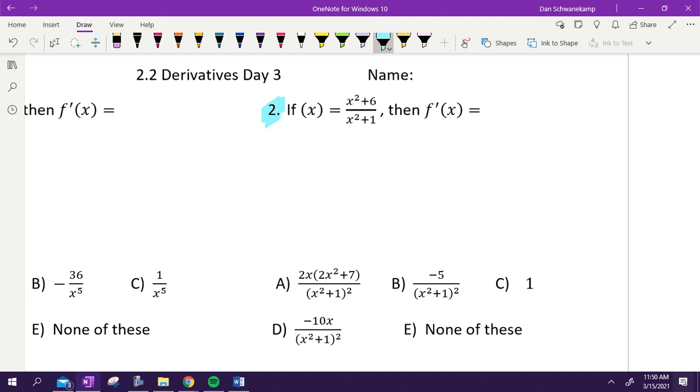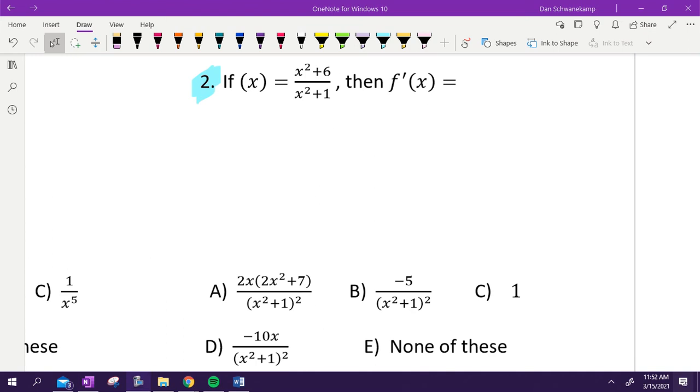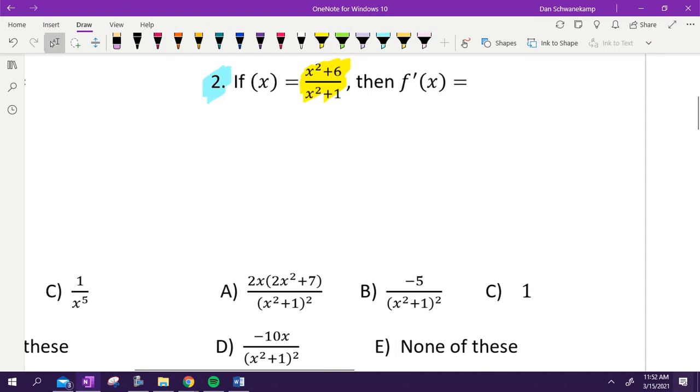Get an answer, show me the answer, think about what method you need in order to find it. Go. Point. Let's go over. We're finding the derivative. What rule do we need to find the derivative of this thing? Why do you know that it's quotient rule? The reason is because there's x in top and bottom.